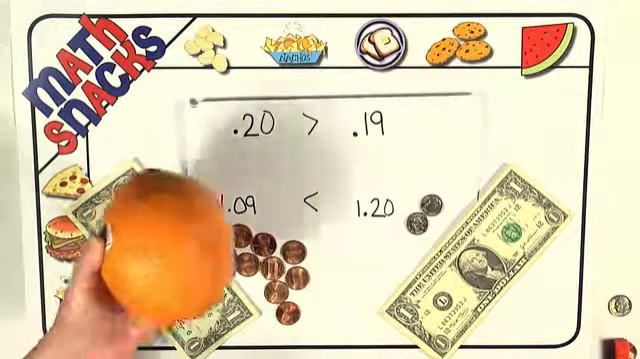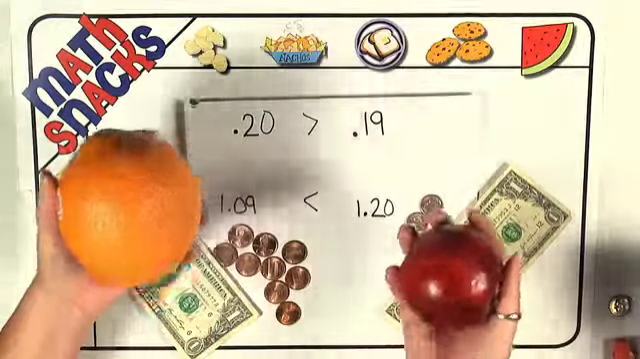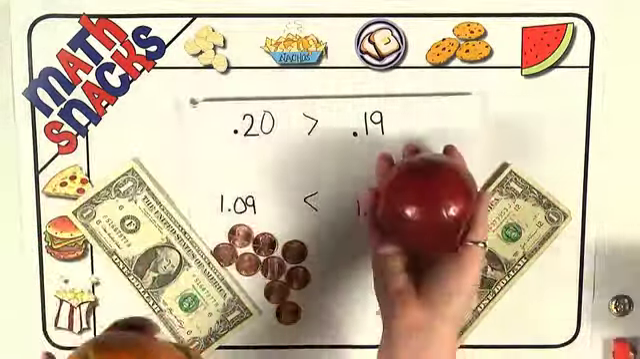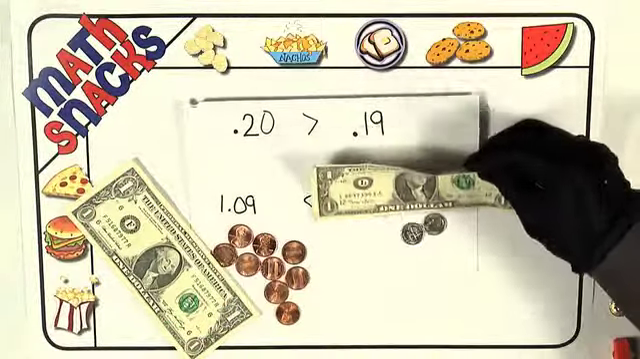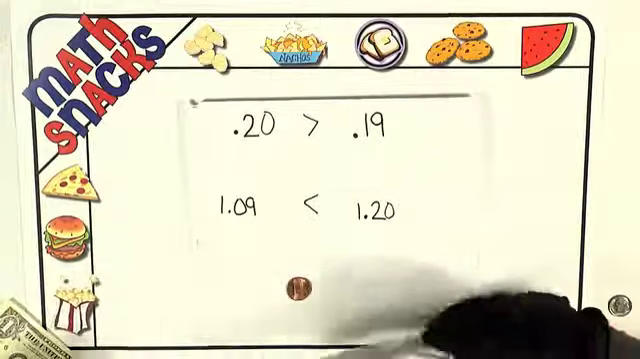Versus before, it was like an orange and an apple because one was tenths and one was hundredths. Or one was dimes and one was pennies. So now we're comparing apples to apples. Now let's see if we can do this without using the manipulatives at all. So I get my money back.